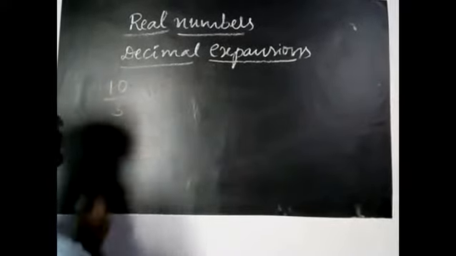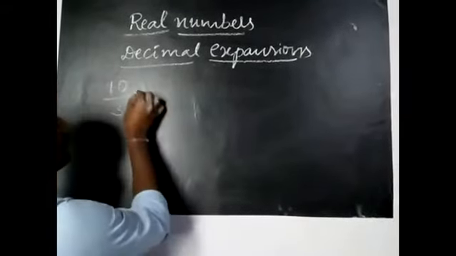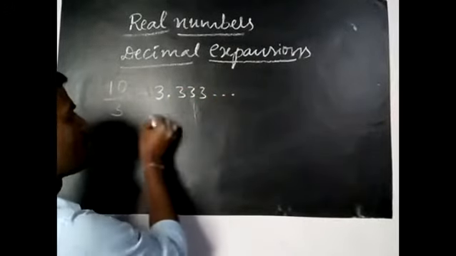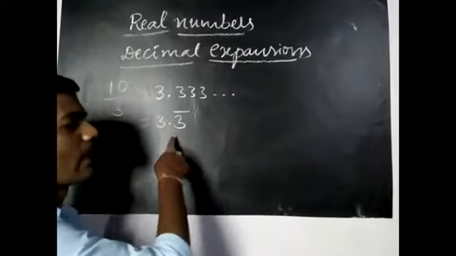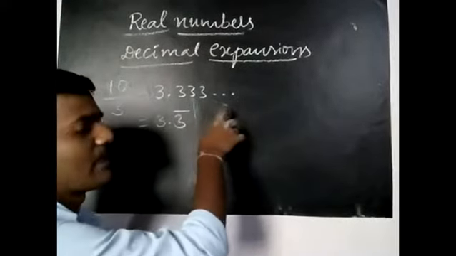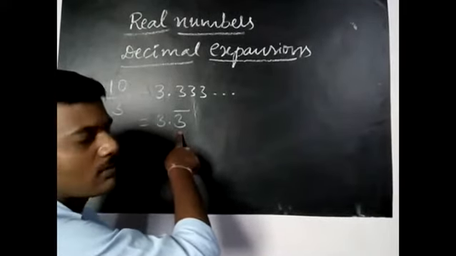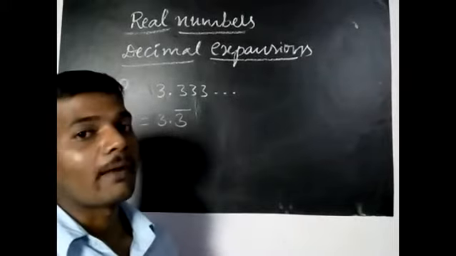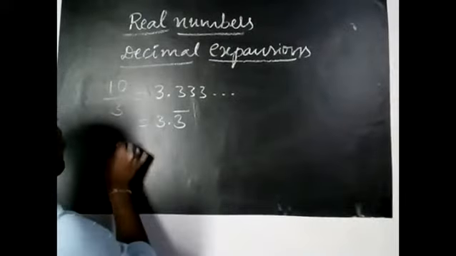10 by 3. What will be the decimal expansion of this number 10 by 3? It is 3.33 and so on. So it can be written as 3.3 bar. 3 bar means it is the repeating block of 3. So here 3 is the repeated digit, only the repeating digit is 3. So that's why 3.3 bar. Bar represents the repeating block of the number.